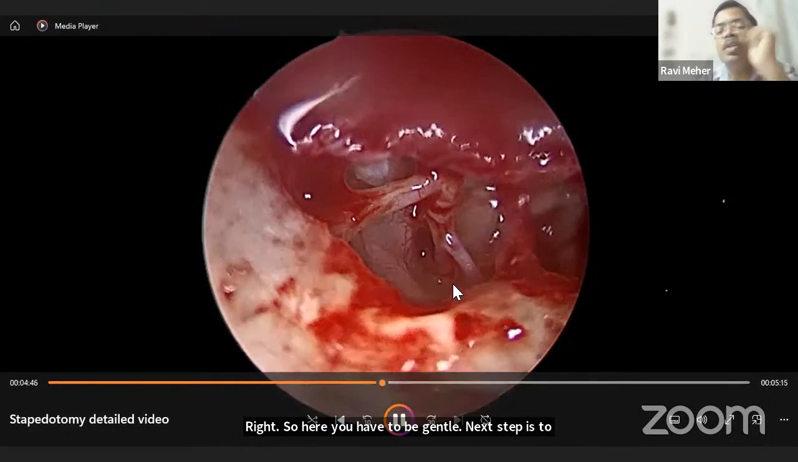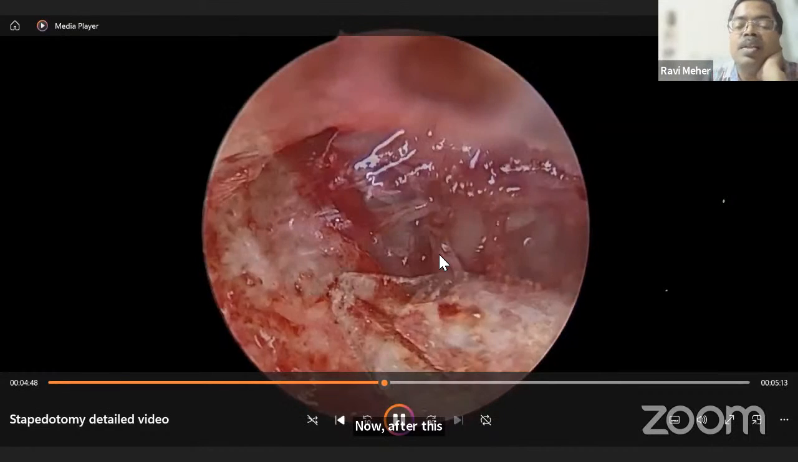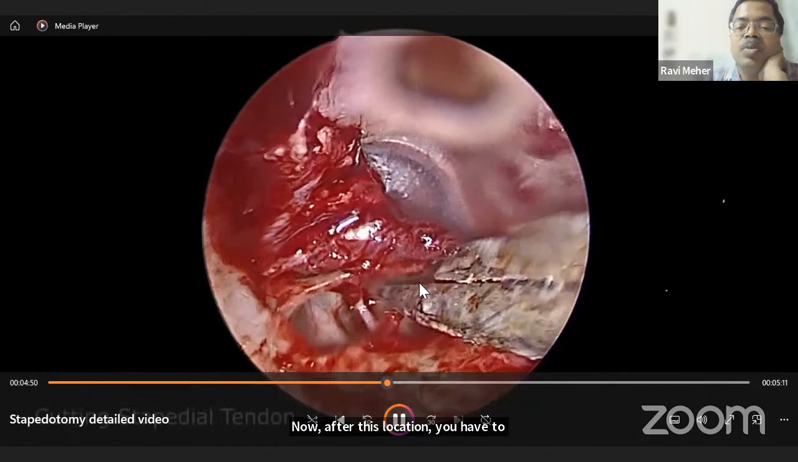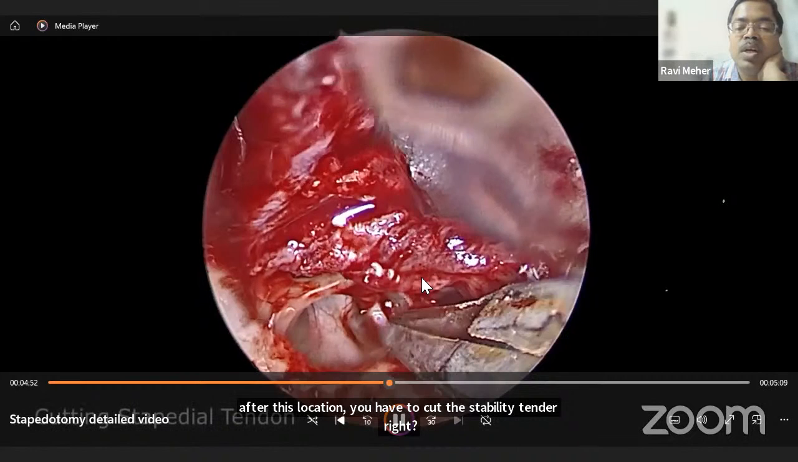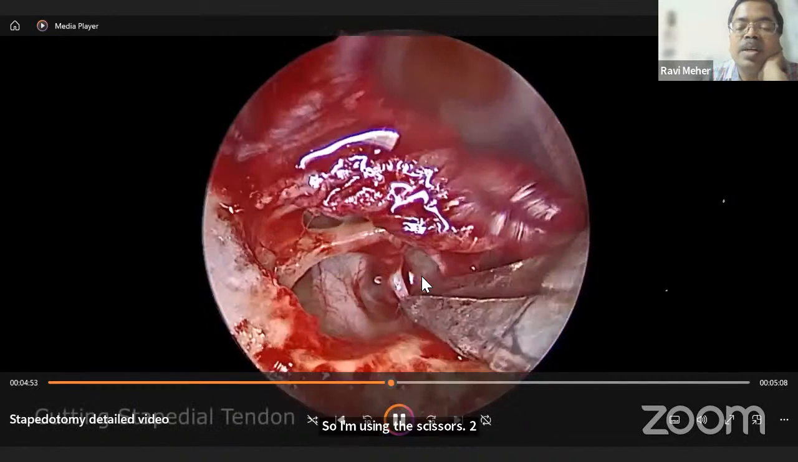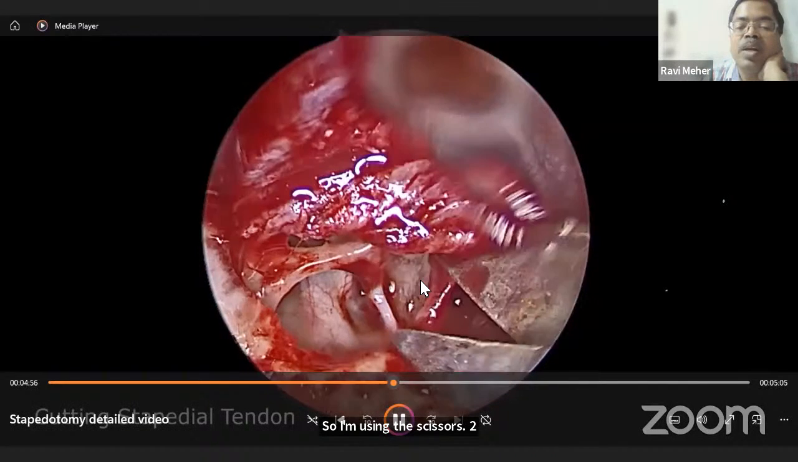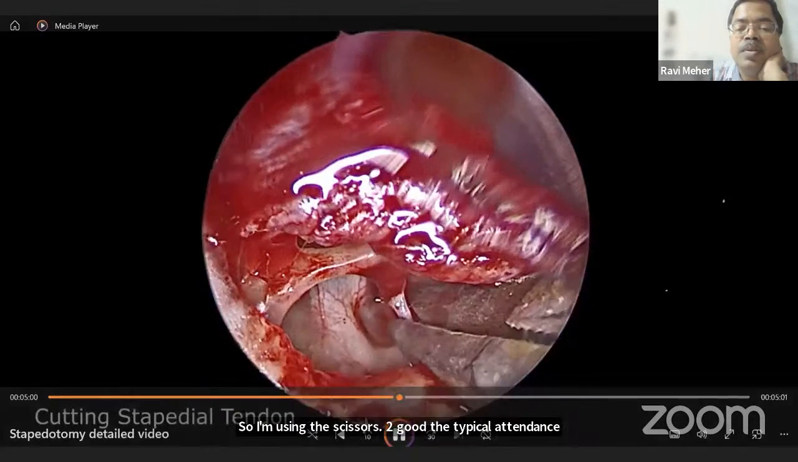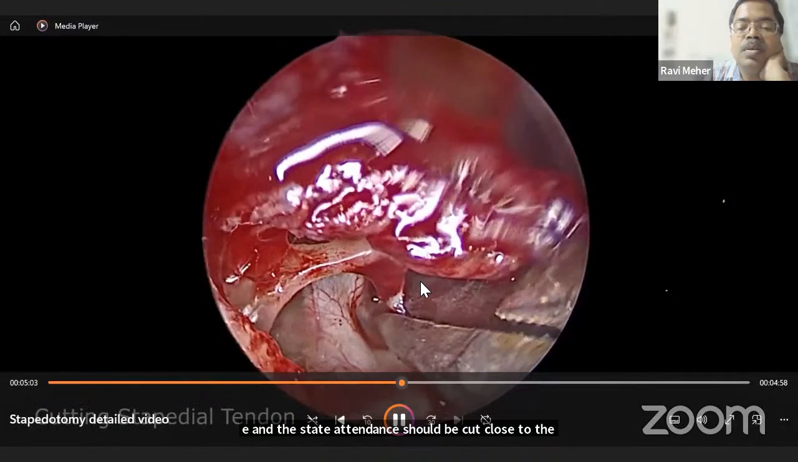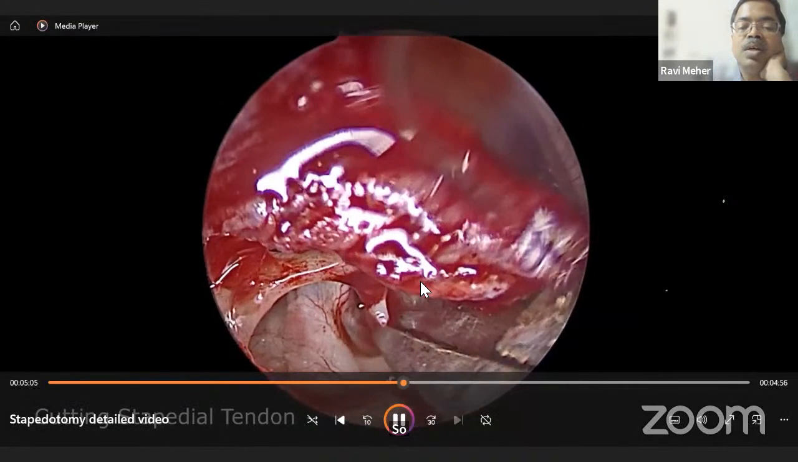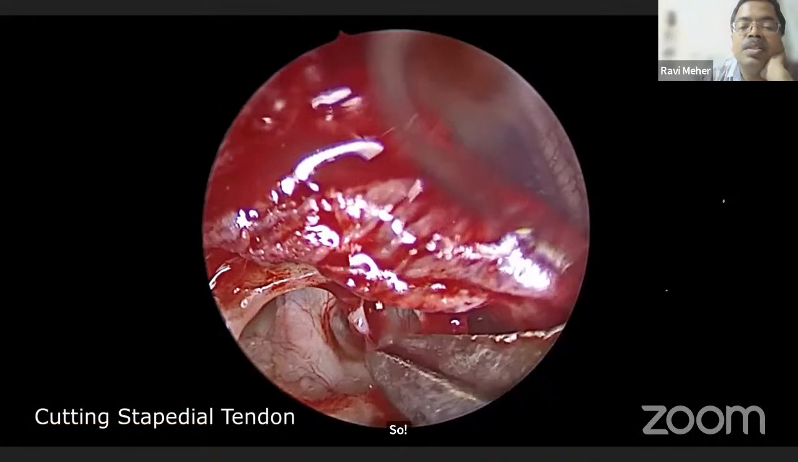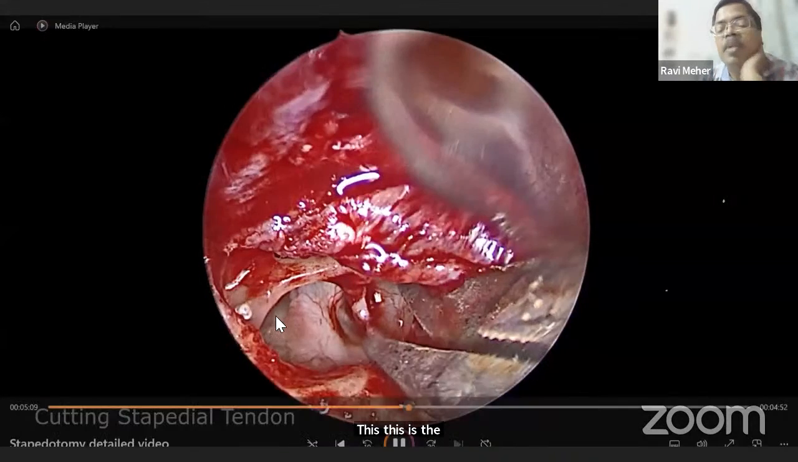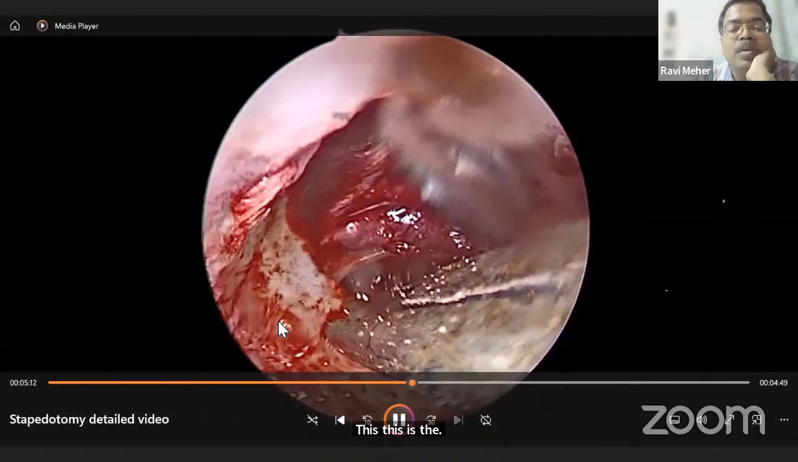Next step is, after dislocation, you have to cut the stapedial tendon, right? So I'm using scissors to cut the stapedial tendon, and the stapedial tendon should be cut close to the pyramid, right? So this is the stapedial tendon which has been cut. Okay.